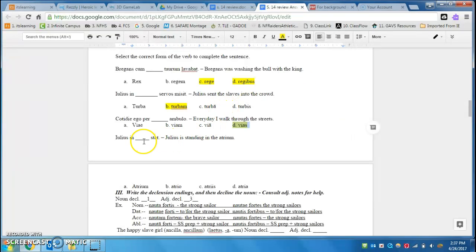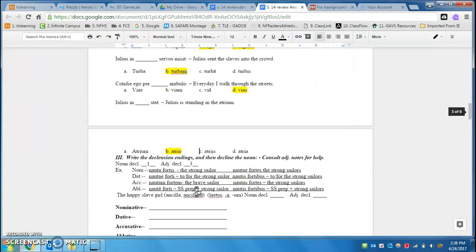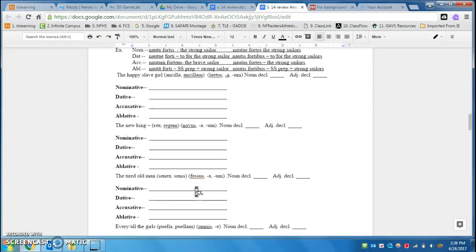Okay, then we have Julius in blank stat. Julius is standing in the atrium. Okay, so notice how in this one it's just in the atrium, not into the atrium. There is no motion here. He's standing. So we're going to go with in plus atrium. So we need, and this is sid space, so we'll use the ablative form of atrium. Second declension, us, e, o, o. O is the ablative singular ending in the second declension. And that's how you do the second part, all about prepositions.